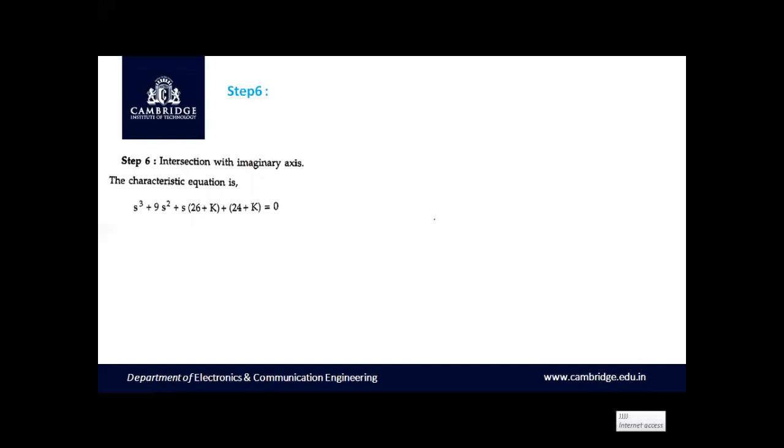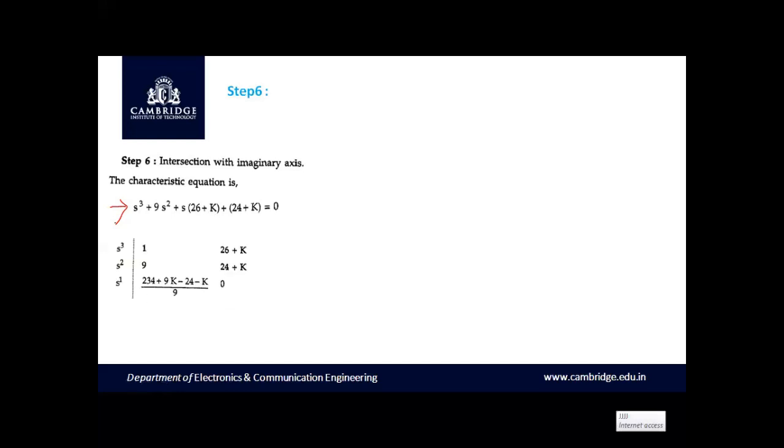Let us follow the procedure. We know the procedure to calculate the intersection point. That is, first we have to write the characteristic equation. We have found the characteristic equation already with respect to the previous step 5. That is s cube plus 9s square plus s into (26 plus k) plus (24 plus k), which is equal to 0. Once after writing the characteristic equation, the next step is to generate the Routh array.